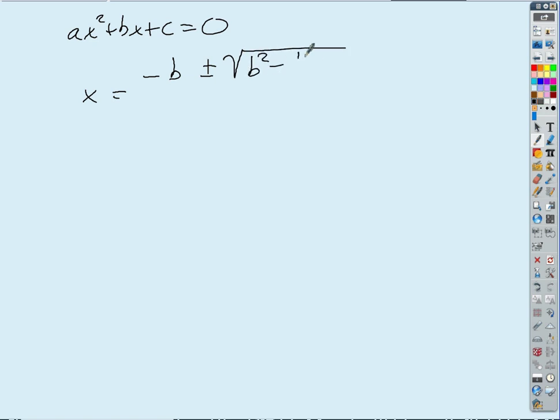Okay, so let's see how well you know this. If we start off with a quadratic equation in standard form, I want to know, what are the solutions? X equals negative b plus or minus the square root of b squared minus 4ac, divided by 2a.